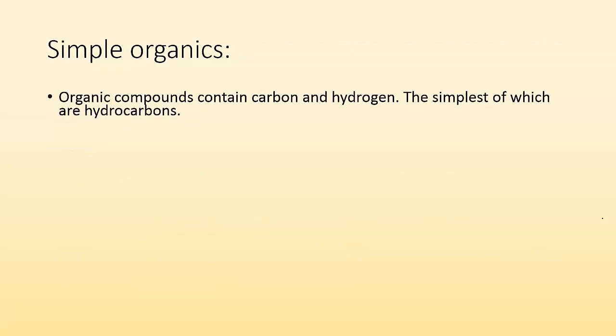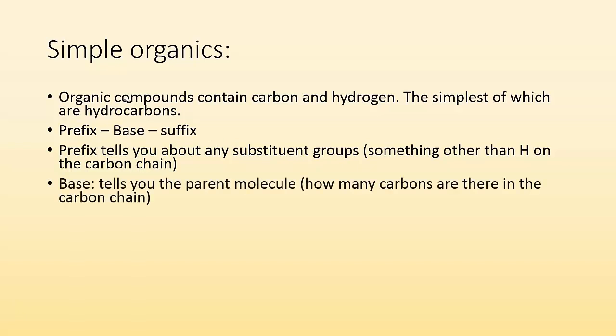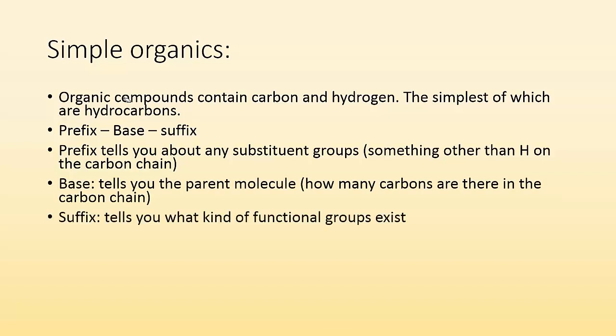We're almost done here. Organic compounds contain carbon and hydrogen, the simplest of which are hydrocarbons, literally hydrogen and carbon. So their general naming is you have a prefix, a base, and a suffix. And the prefix is going to tell you about any substituent groups, anything on that carbon chain other than hydrogen that kind of makes it special. The base is going to tell you what the parent molecule is, basically how many carbons are there in the carbon chain. And the suffix is going to tell you what kind of functional groups exist in that compound.